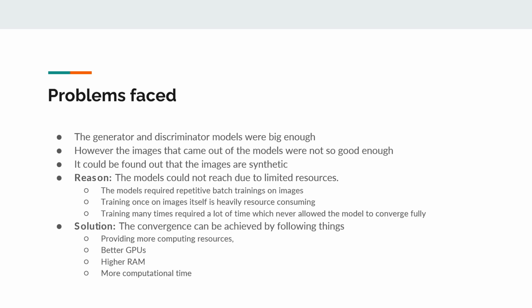The solution we expected for better outcomes is that convergence can be achieved by doing the following things. One is to provide more computing resources, and also by using better GPUs we can achieve much better images, and also by using higher random access memory and more computational time.